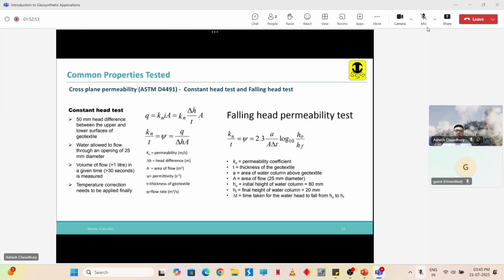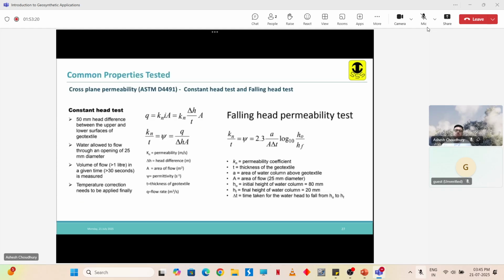So we have two kinds of cross plane tests: the constant head test and the falling head test. In the constant head test, a 50 mm head difference between the upper and the lower surface of the geotextile is fixed. Water is allowed to flow through an opening of 25 mm diameter. The volume of flow, greater than 1 liter, is measured over a given time of more than 30 seconds, and temperature correction is applied.